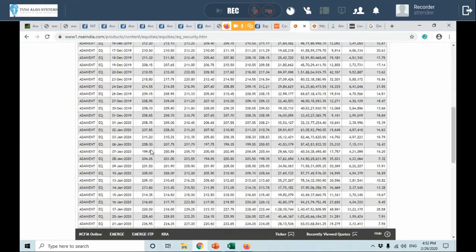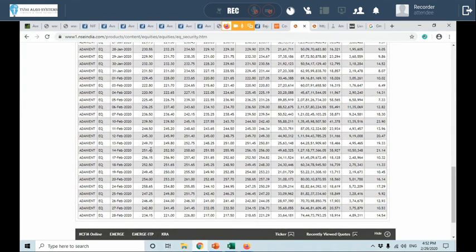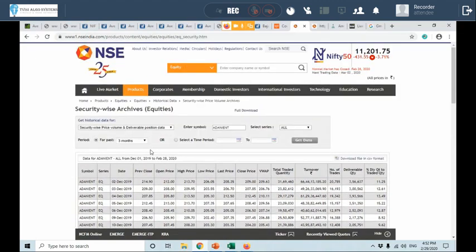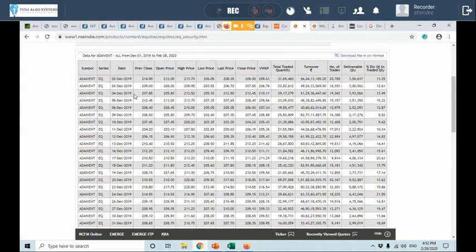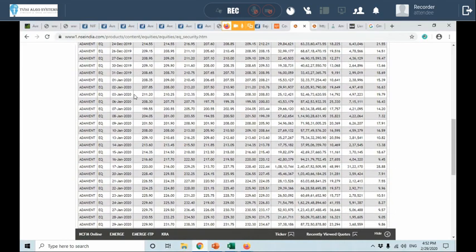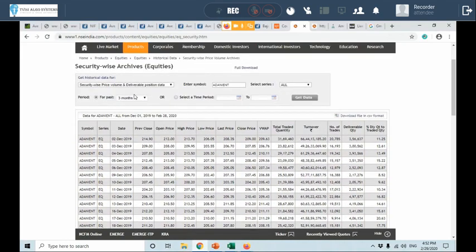Okay, so this position would have been made from January onwards, right? Let's take data from January onwards. Let's first see what all data we have. Open, high, low, close. We have close. VWAP we have here, which is very important. Total traded quantity, turnover, number of trades, delivery quantity, very important, and percentage delivery also very important.